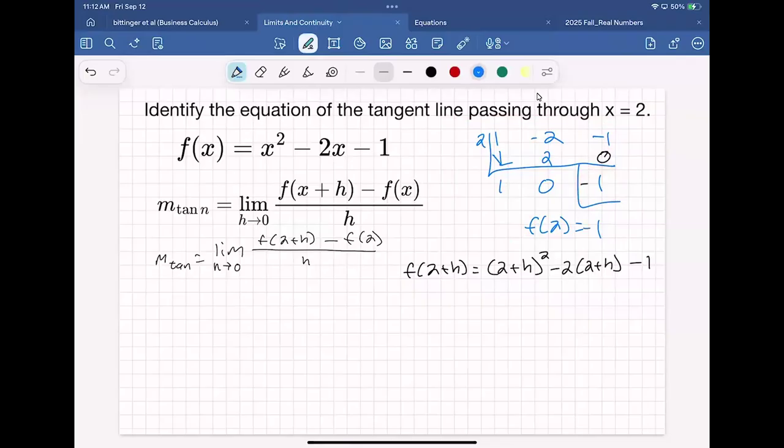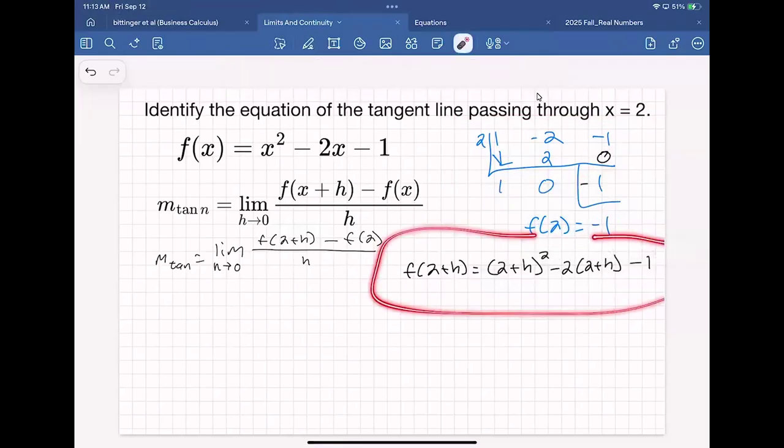Are we good though with this next step as well then? Plugging in 2 plus h? Everyone feel okay with that? So understand here, this is us just setting it up to go find the average rate of change. The limit will convert that from an average to an instantaneous rate.